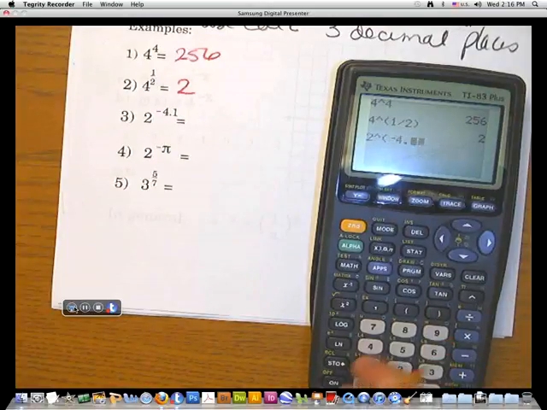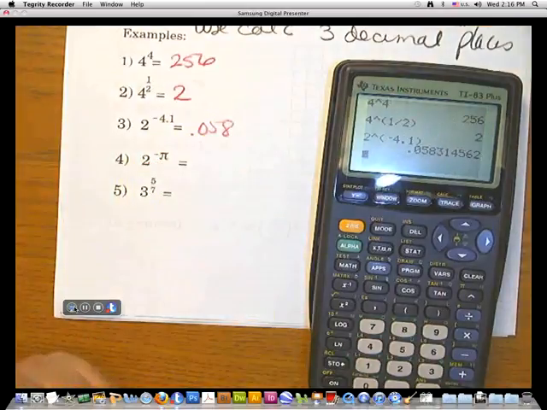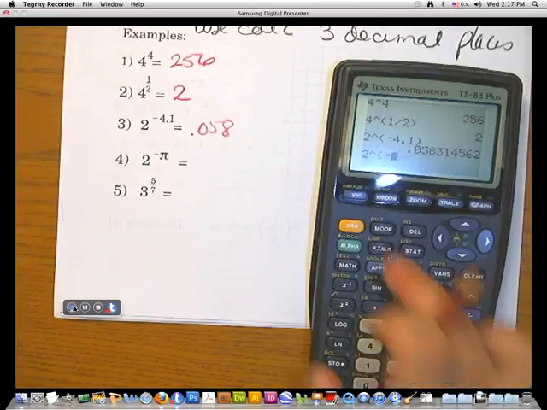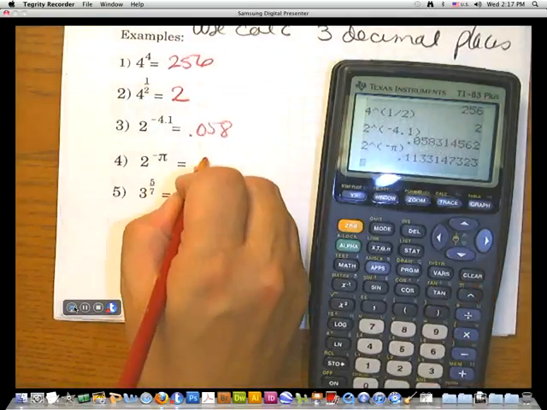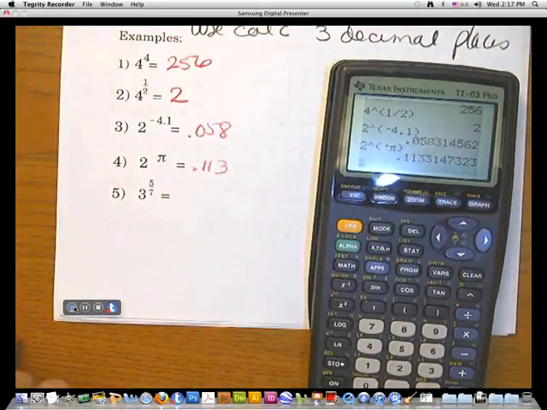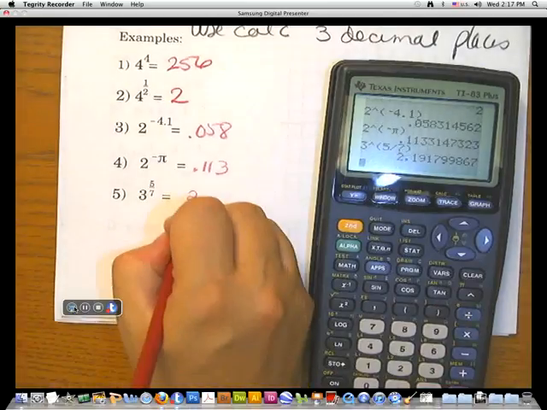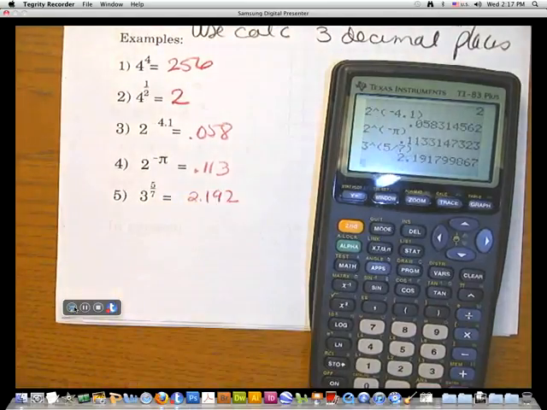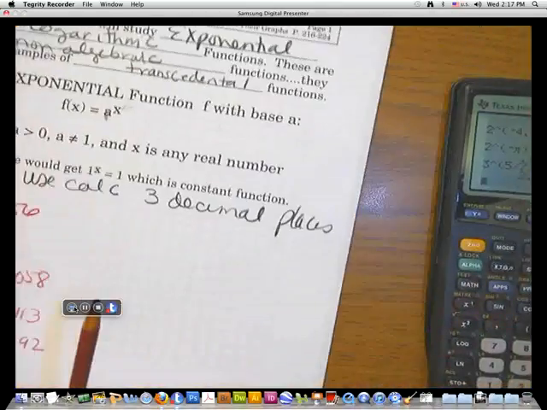2 to the negative 4.1. So 0.058, make sure we're rounding appropriately. Again, 3 decimal places. 2 to the negative pi. Pi is the second caret key right above that. Again, 3 decimal places is fine, and round appropriately. And then 3 to the 5/7. So 2.192. So let's just, can you use your calculator? Do you understand how to use parentheses appropriately?